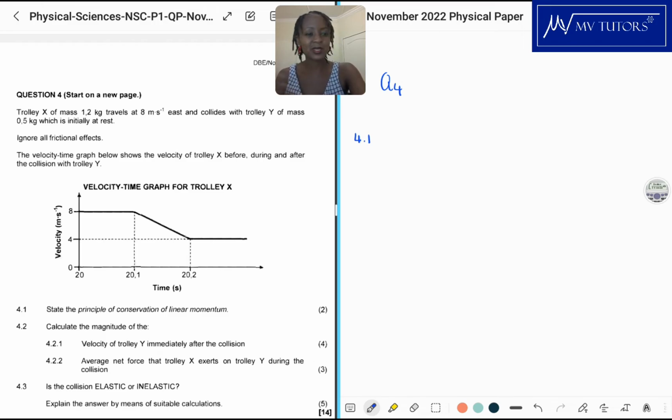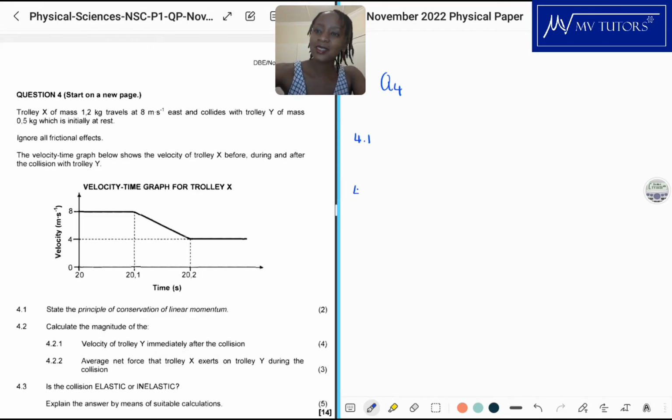Okay, I would stick to that. Or it remains constant. Any of them. Just mention isolated system. In an isolated system, linear momentum is conserved, right? And then we are good to go. Conserved or remains constant. That's pretty much what you could say.